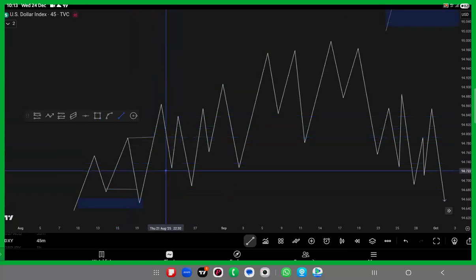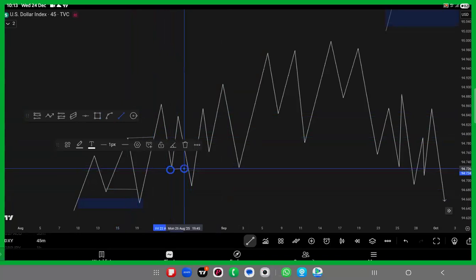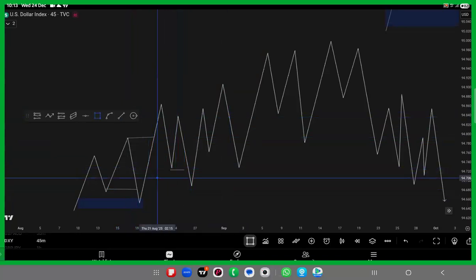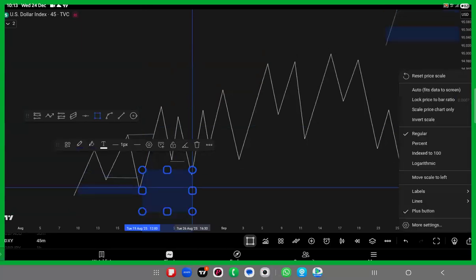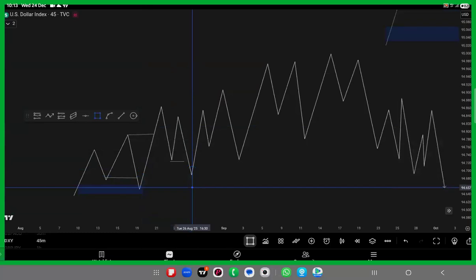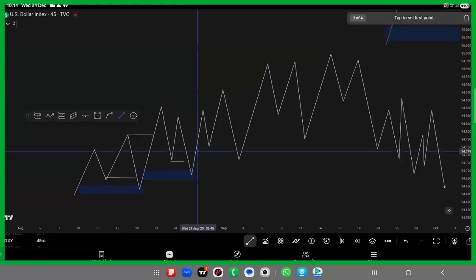Then you can see your sell side liquidity over here and tap into internal liquidity before pushing it to the upside again. The sell side liquidity.